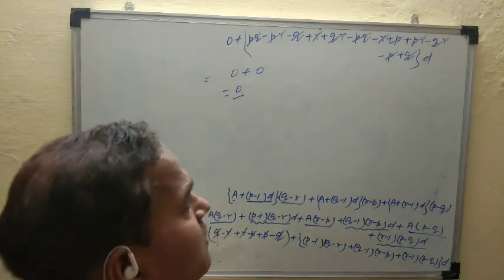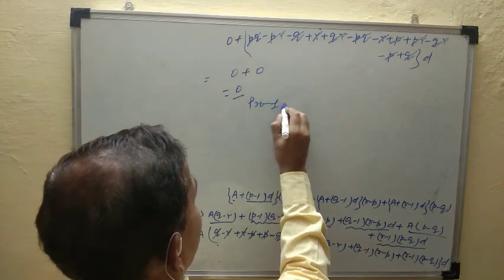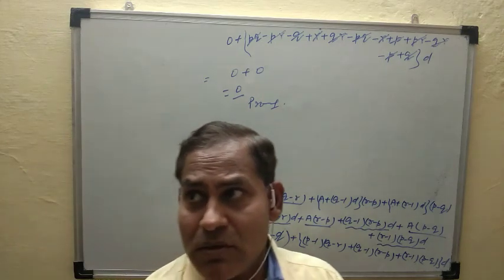So proved. D into 0, D also proved 0, proved. So complete this question.